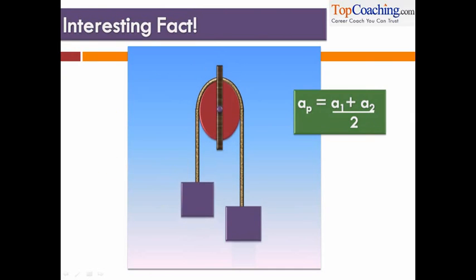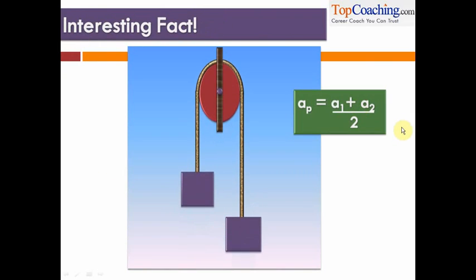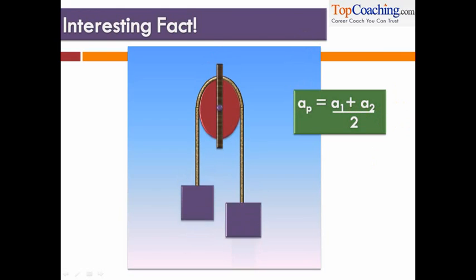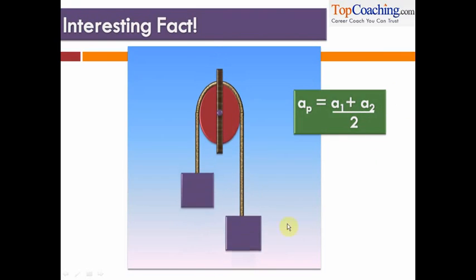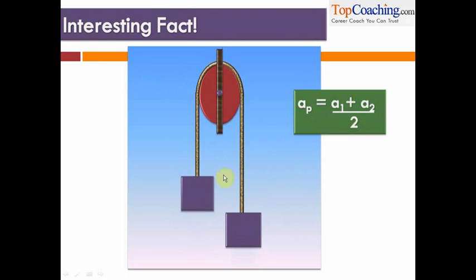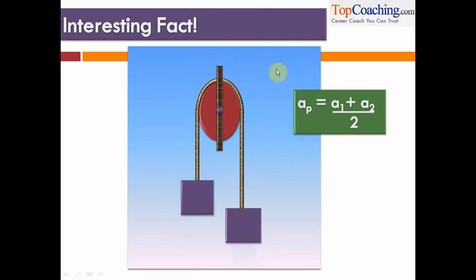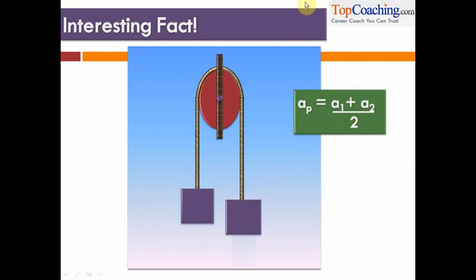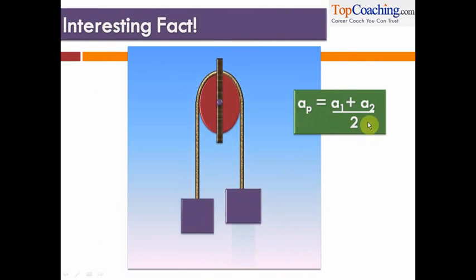Here a1 is the acceleration of the block on the left and a2 is the acceleration of the block on the right. You can easily derive this expression by applying constraint equations and applying the fact that the length of this thread is constant. Understood? So ap is (a1 plus a2) by 2. Try deriving that expression yourself. Try writing constraint equations and try deriving the relationship between a1, a2 and ap. You will get this answer easily.